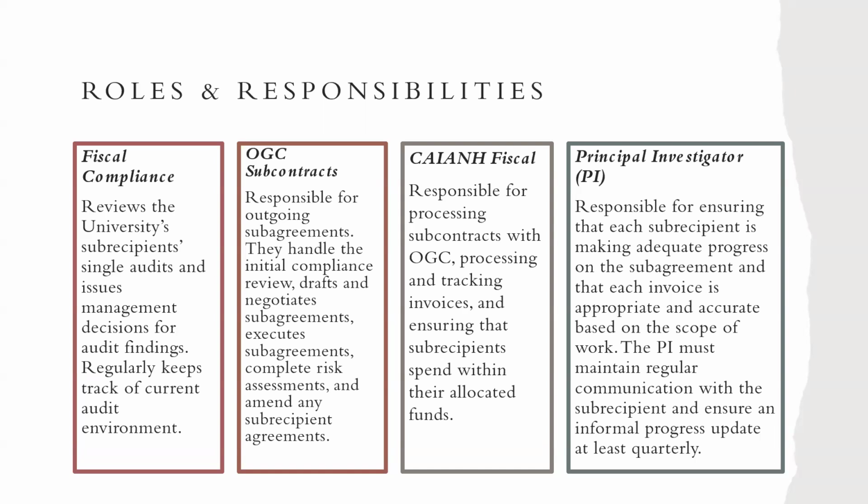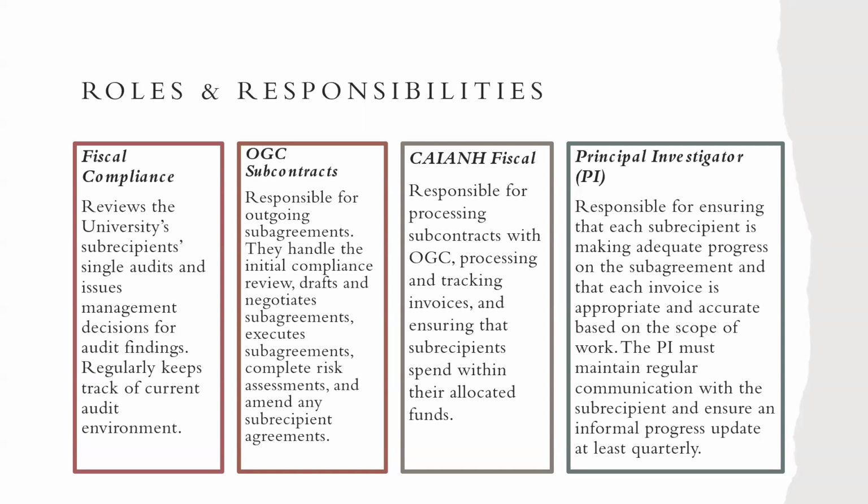subrecipient plan being developed. And then next is the OGC subcontracts, and they are responsible for outgoing subagreements. So they're who we work with day to day to get the subagreements signed and processed. They also handle the initial compliance review, which means that they send us a risk assessment for each of our subrecipients. And overall, as I said, they process and sign each subagreement.